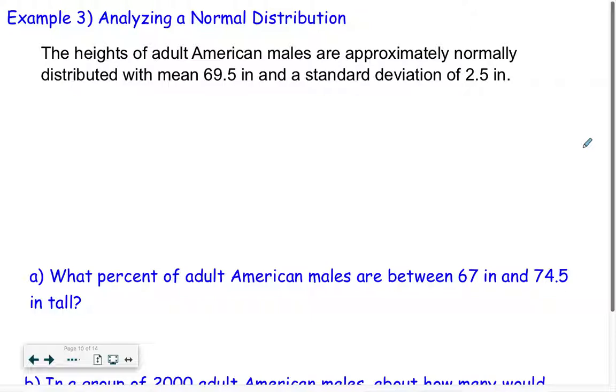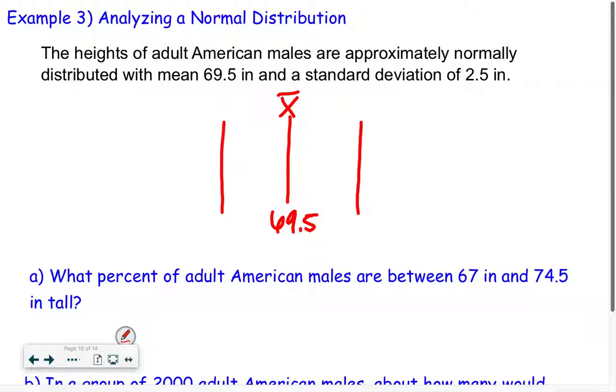We have heights of adult American males that are approximately normally distributed with a mean of 69.5 and a standard deviation of 2.5. So let's draw our diagram. My mean is 69.5 with a deviation of 2.5. What's my low and high numbers? Okay, let's do 3 deviations.